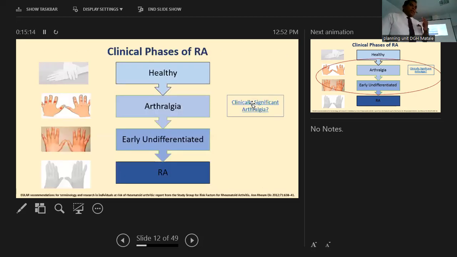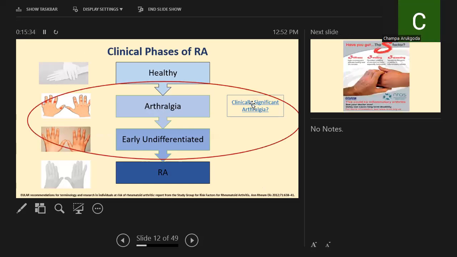Later on, the third phase is where they would have early undifferentiated arthritis. There are a few joints involved, but they do not fit into a rheumatoid pattern. And ultimately, they develop rheumatoid arthritis. So the purpose of knowing the clinical phases of RA is that we need to catch people at these two stages, and refer to appropriate care at that point.